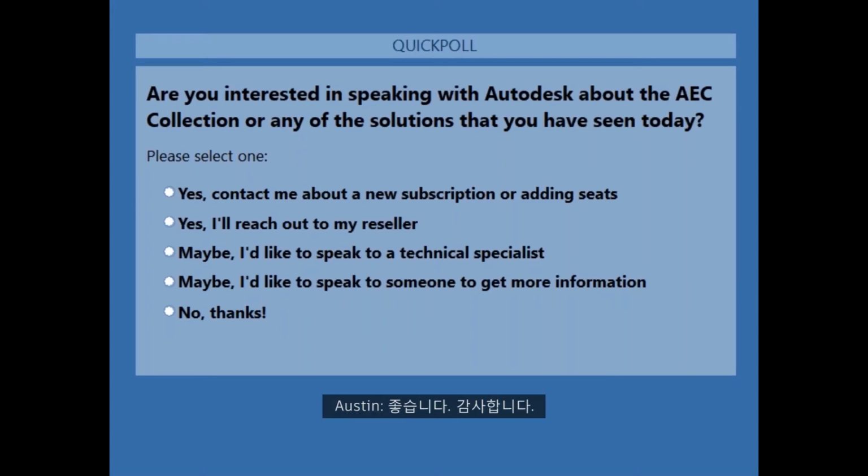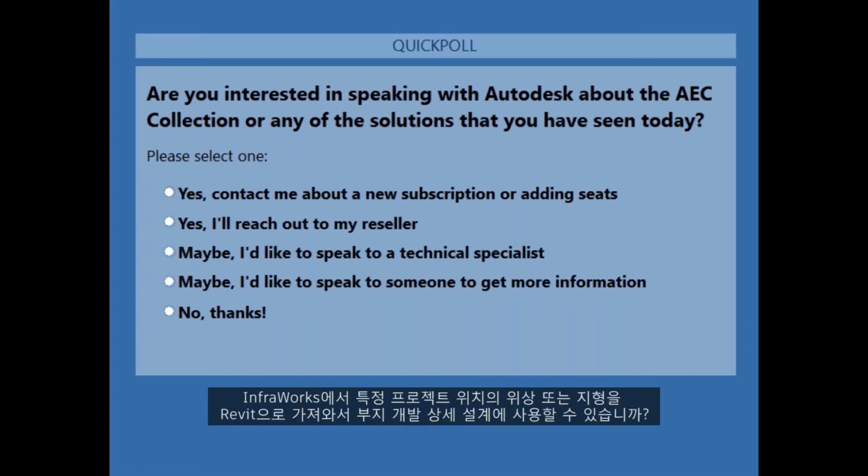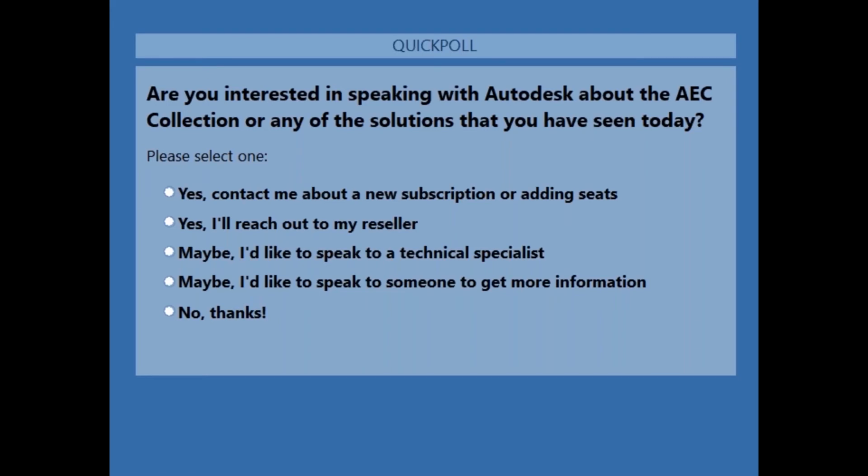Great, thanks. And then I see there was another one that just came in. So this one is for you as well, Era, or maybe it's for both of you. I think this has to do with Revit importing topology. So can we import topology or topography of a certain project location from Infraworks to Revit and use it in land development detailing? The answer, Andrew, is yeah.